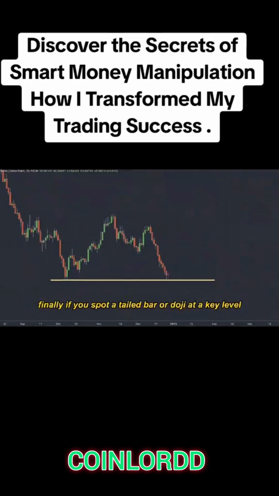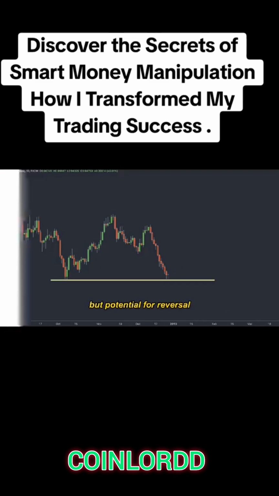Finally, if you spot a tailed bar or doji at a key level, these can also serve as confirmation signals. At a support level, a bullish tailed bar or doji shows indecision, but potential for reversal.